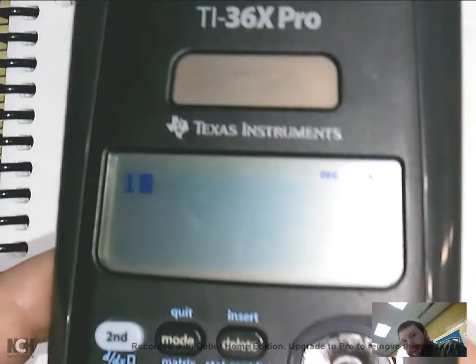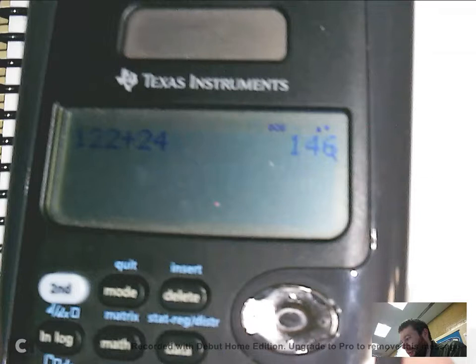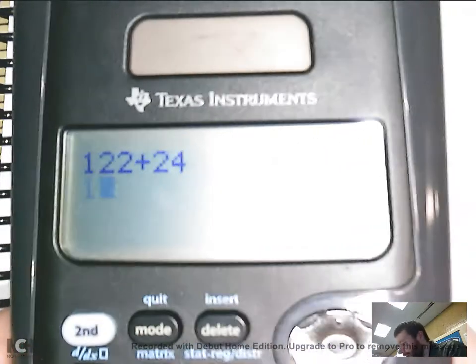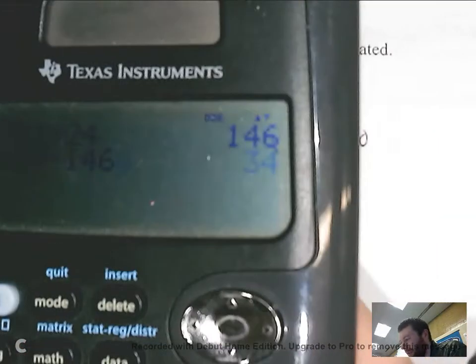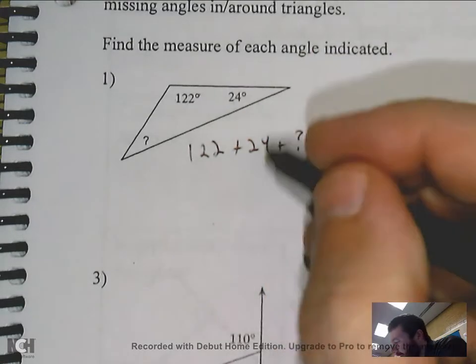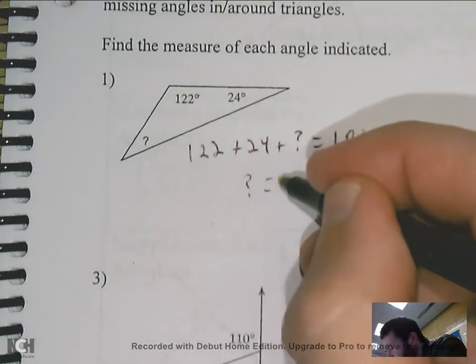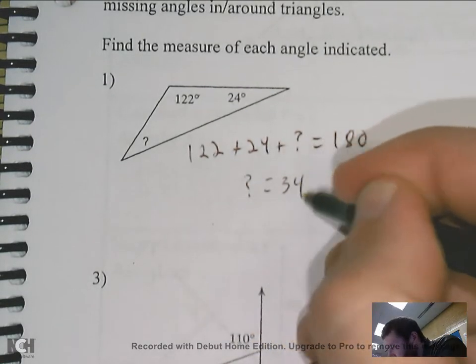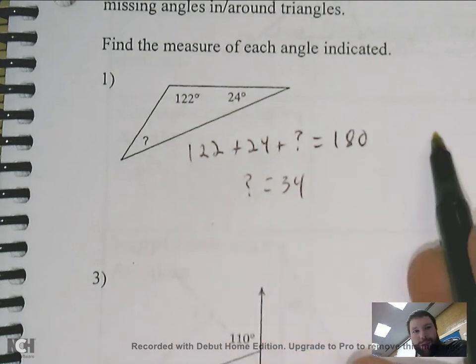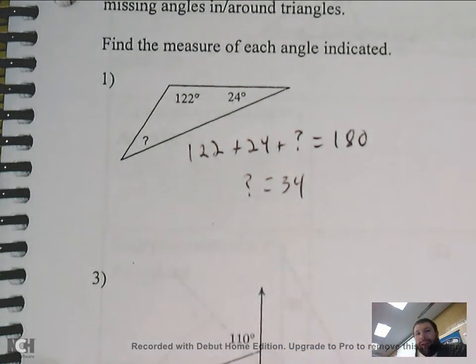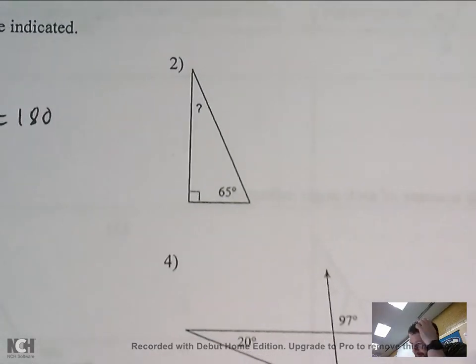122 plus 24 is 146, so I would do 180 minus 146, which is 34. Okay, so that question mark should equal 34. I just added those together and subtracted them to get the next number there. Okay, same idea here on number 2.